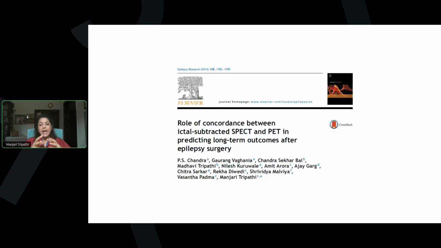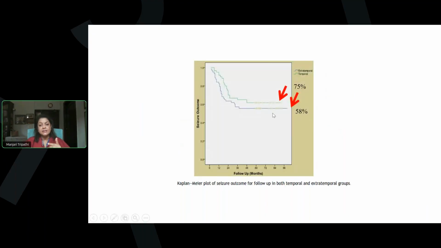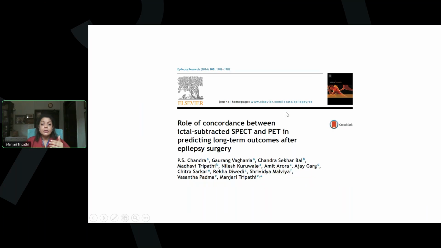Utilizing PET and ictal SPECT and SISCOM can yield good results over 8 years in our center. For temporal lobe, the outcomes were as good as 75%, and for extratemporal lobe, the outcomes were as good as 58%, just by having a concordance between these investigations.